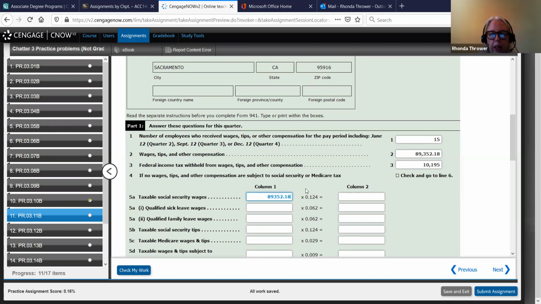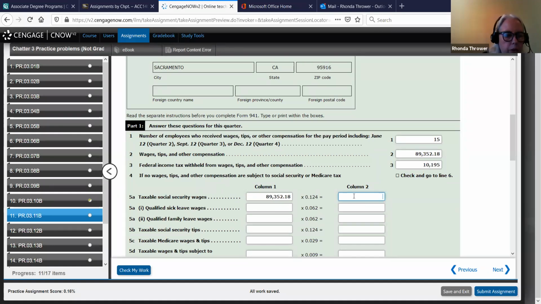Then we're going to multiply that by twice the 6.2% rate, because we were both the employer, we withheld employees' taxes, and we're also the employer. We have to match the employees' taxes. So notice that they're using 12.4% there. And so you're simply going to multiply $89,352.18 times 0.124. Do what the form tells you.